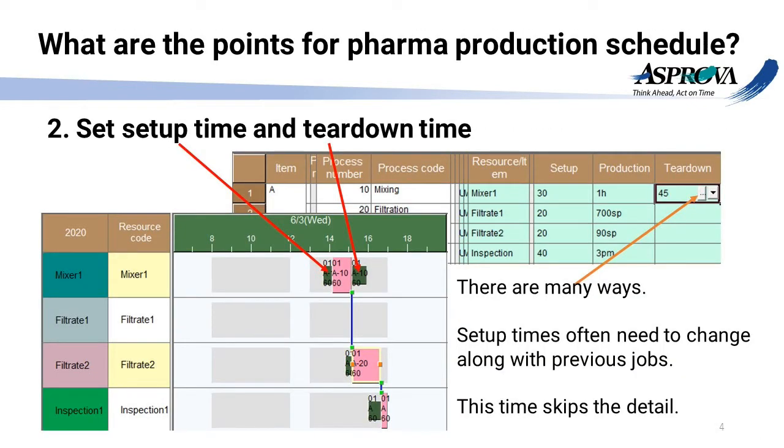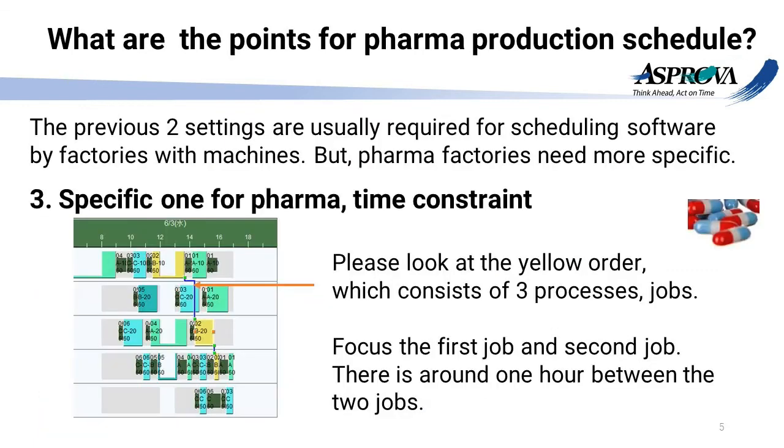Managing setup time and teardown time is very important for factories with a lot of machines. Setup times often need to change along with the previous jobs. Asprova covers them easily. The previous 2 settings are usually required for scheduling software by factories with a lot of machines, but pharma factories need more specific ones.